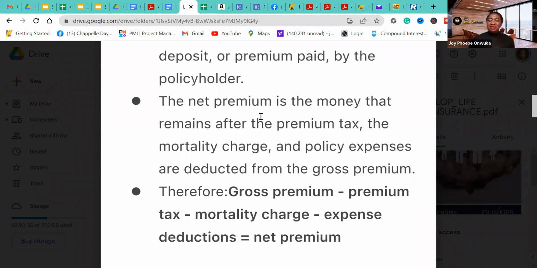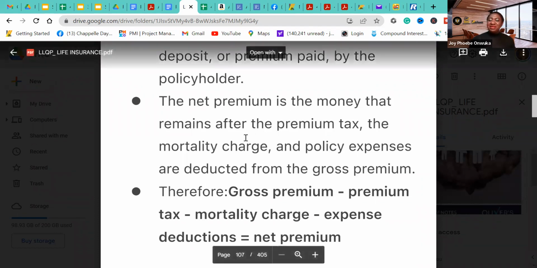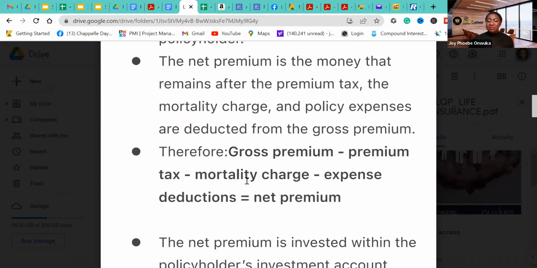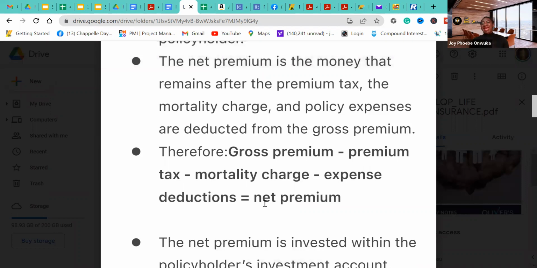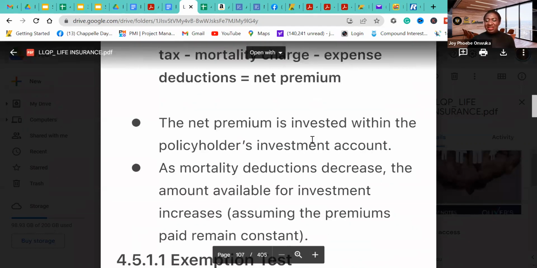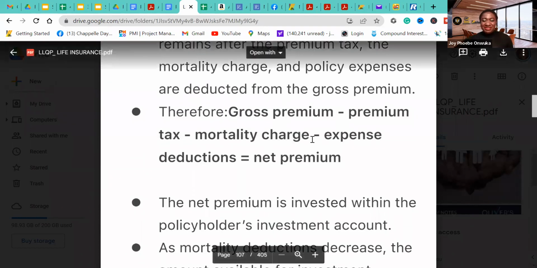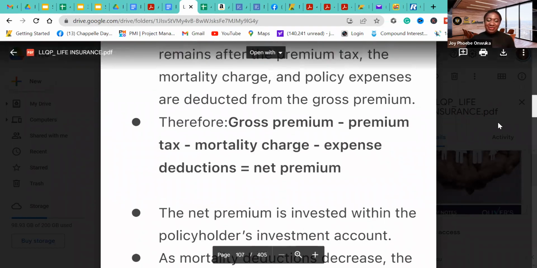Now we move on to the net premium. It is the money that remains after the premium tax, the mortality charge and policy expenses are deducted from the gross premium. Therefore, the gross premium minus premium tax minus mortality charge minus expense deductions is equal to net premium. You got it? If you don't get it, don't forget about it. Go over it again and you will get it.